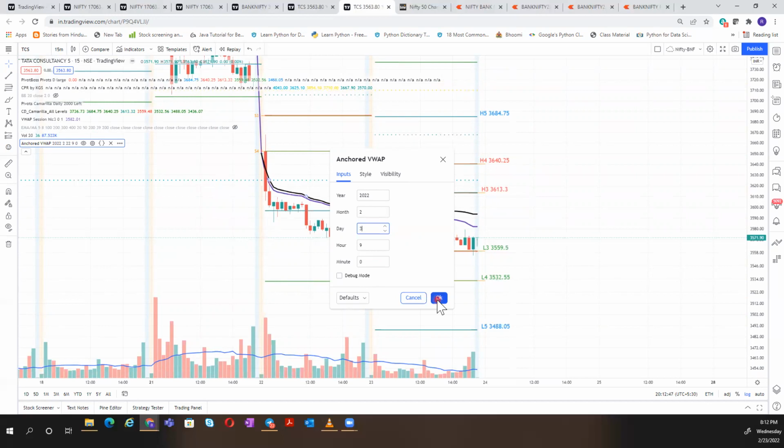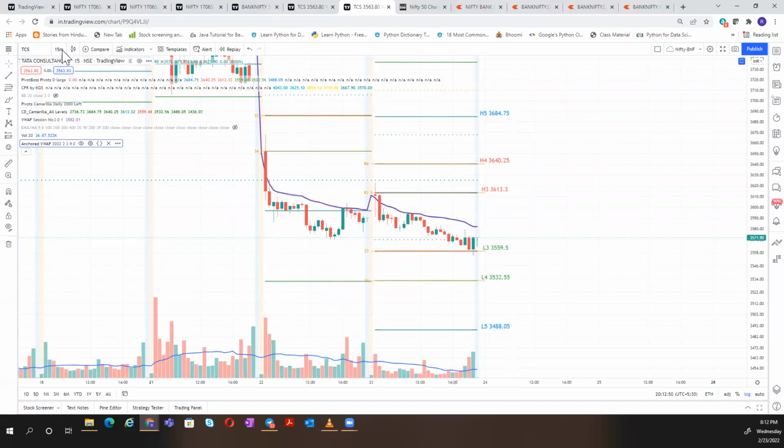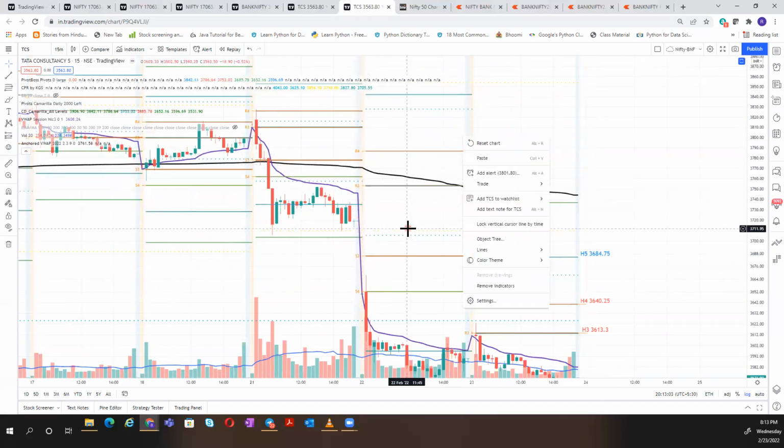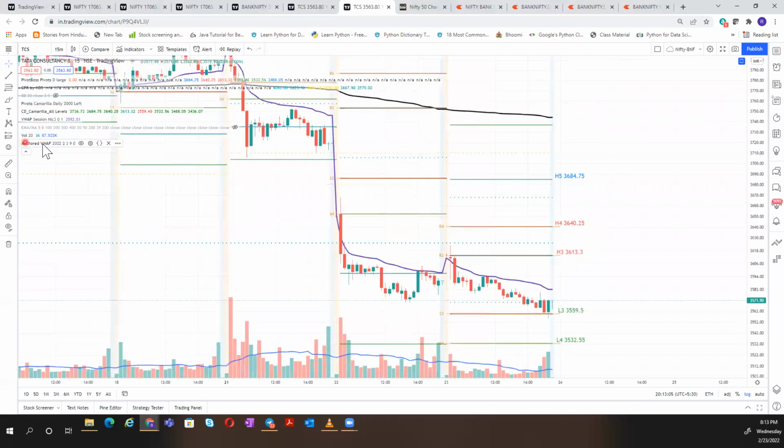Since February 3rd, that is a peak. This is the peak which I have used. So we are below this anchored VWAP, which is the average of volume and price since Feb 3rd. Price is below this, so we know we are in a downtrend. That's how it will help you to analyze the market.